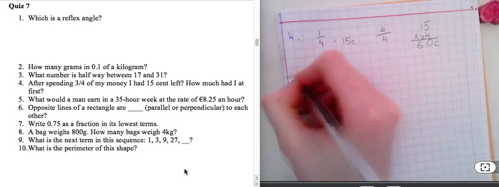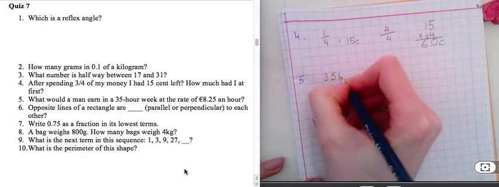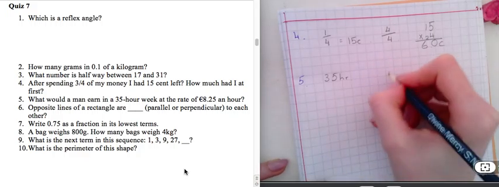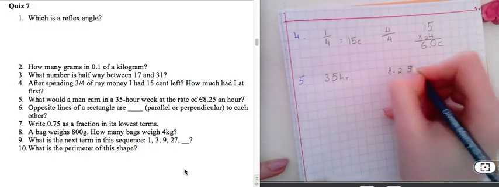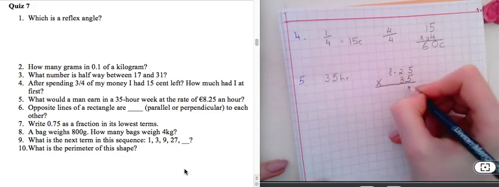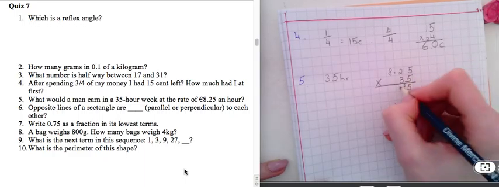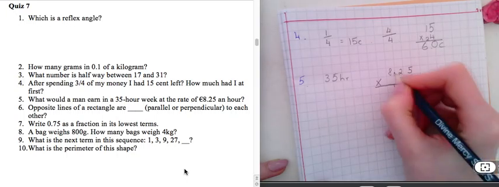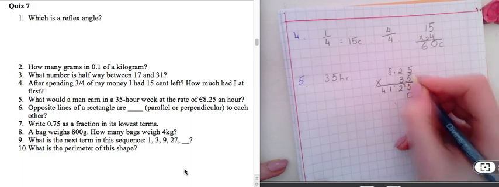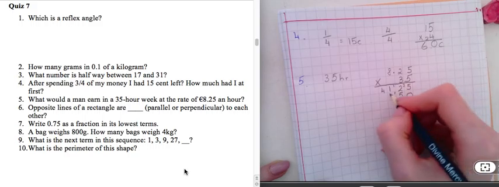Question 5. What would a man earn in a 35-hour week at the rate of €8.25 an hour? So it's €8.25 multiplied by 35. So we'll start with our 5. 5 times 5 is 25. Put down my 5 and carry up my 2. 5 times 2 is 10 and 2 is 12. Put down my 2 and carry up my 1. 5 times 8 is 40 and 1 is 41. Put down my 0. 3 times 5 is 15, put down my 5, carry up my 1. 3 times 2 is 6 and 1 is 7.